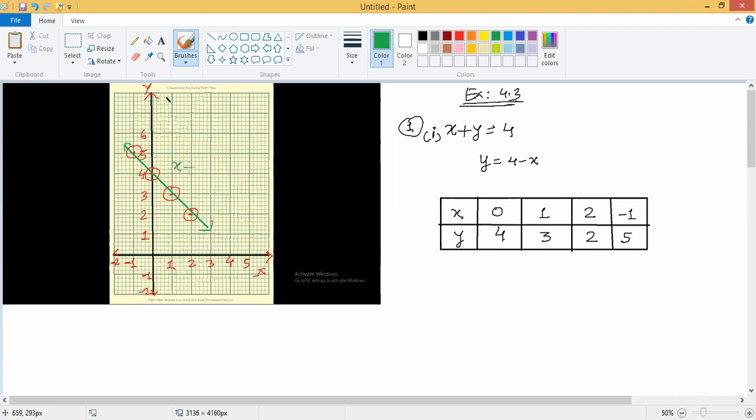This graph is x plus y is equals to 4, and you are supposed to write the scale. यहाँ पे मैं scale भी लिख देता हूँ. Scale is what? Scale is x-axis. X-axis पे आपने क्या लिया? 1 centimeter is equals to 1 unit, and on y-axis again you have taken 1 centimeter is equals to 1 unit. Is there any confusion in this one? किसी को कोई confusion है?